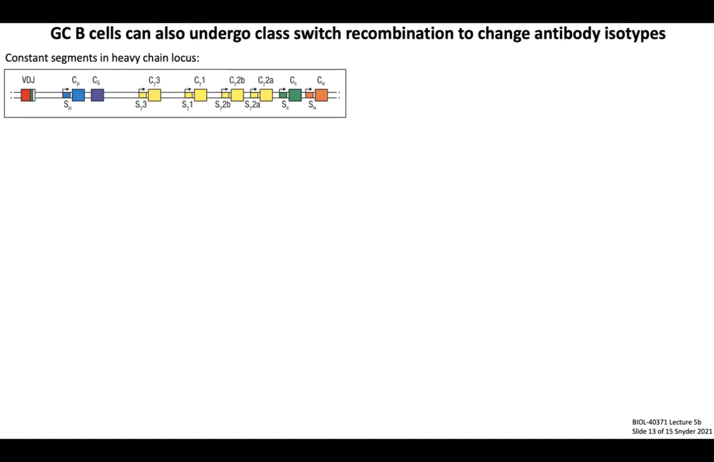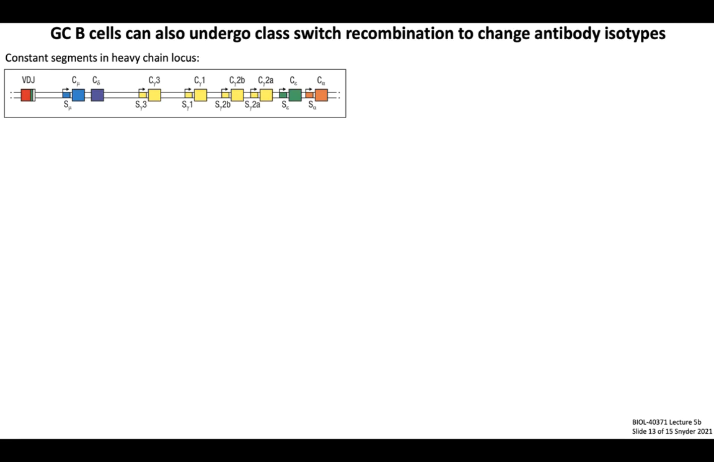Another important aspect of fine-tuning the antibodies produced by B cells is class switch recombination, which allows germinal center B cells to take the IgM or IgD constant regions that are first expressed by activated B cells and swap them out for other constant region segments encoding different antibody isotypes. So if you remember back to our lecture on lymphocyte antigen receptors, the immunoglobulin heavy chain locus also contains numerous constant gene segments that can be paired with a given set of recombined V, D, and J gene segments that make up the variable region.